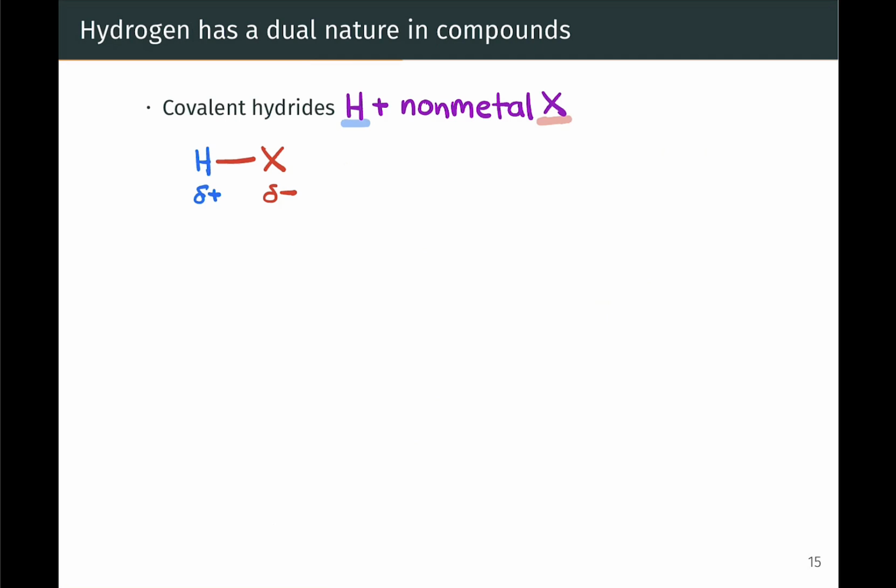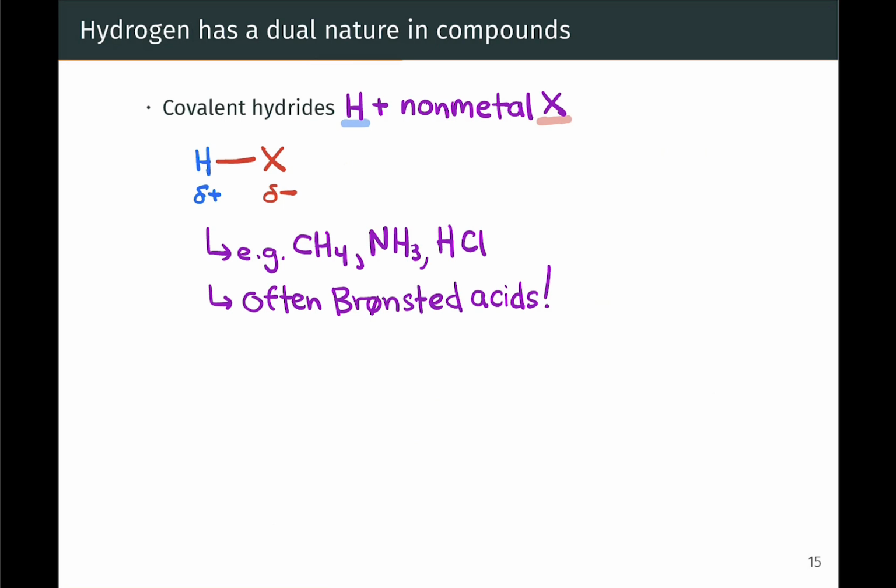And so these tend to be Bronsted acids, especially when X is a relatively electronegative element. Examples are things like CH4, NH3, HCl, HBr, HI, all of those binary acids that we're familiar with from earlier studies. And the reason these tend to be Bronsted acids is because X, being a nonmetal, is relatively electronegative and is generally more electronegative than hydrogen.